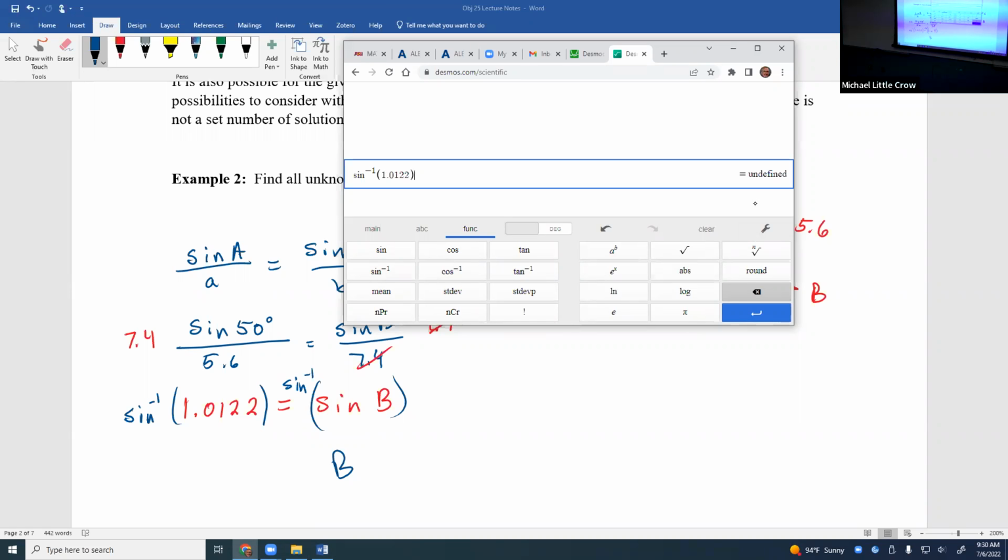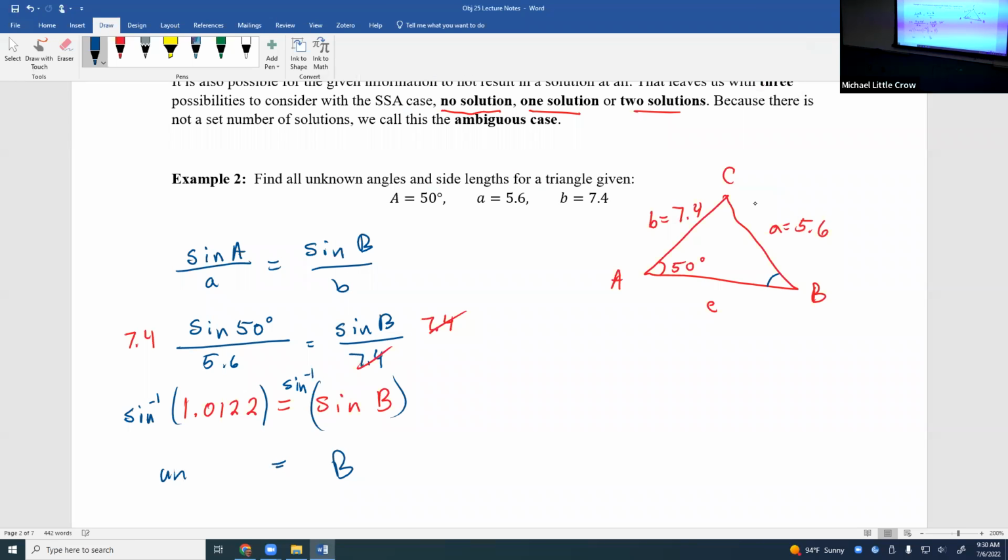So what does this tell us? If a part of the triangle is undefined, we must not have any solutions. Because if one part's undefined, how could we go from here, right? You can't figure out C if this is undefined. Can't get that, you can't get this, so we're stuck. This one has no solution.